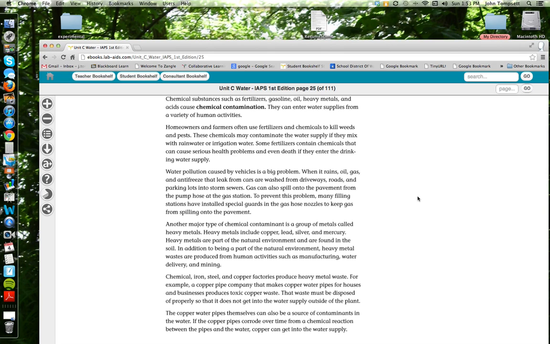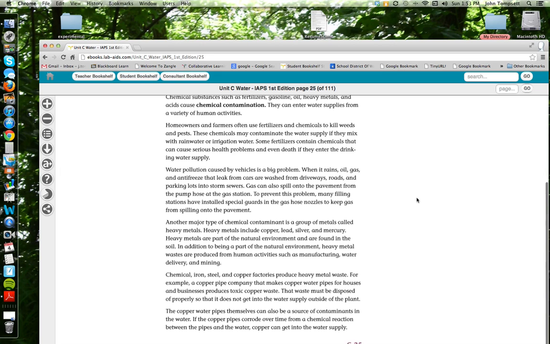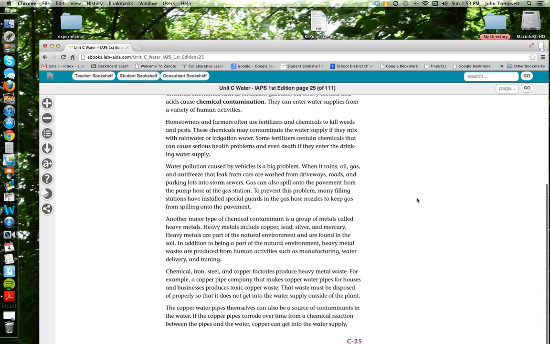Chemical, iron, steel, and copper factories produce heavy metal wastes. For example, a copper pipe company that makes copper water pipes for houses and businesses produces toxic copper waste. That waste must be disposed of properly so that it does not get into the water supply outside of the plant. The copper water pipes themselves can also be a source of contaminants in the water. If the copper pipes corrode over time from a chemical reaction between the pipes and the water, copper can get into the water supply.